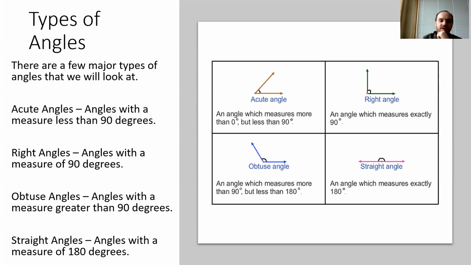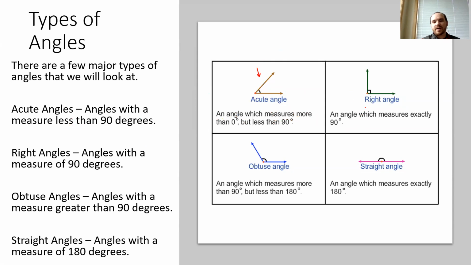So acute angles are angles with a measure less than 90 degrees. If you have trouble remembering which one is which, you can always think of acute angle. It's cute, so it's small. Less than 90 degrees, small, cute. That's acute angles. That's this one right here. Make sure you have a drawing of what an acute angle looks like. You already have two, but that's okay. Anything less than 90 degrees.